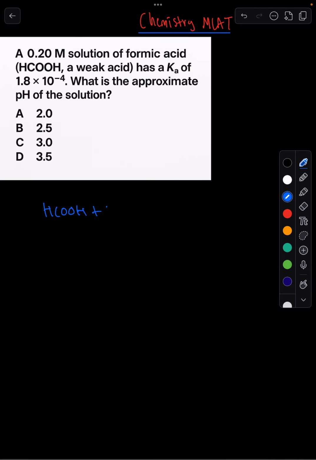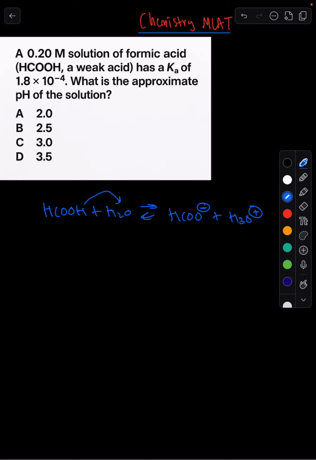HCOOH plus water, it's a weak acid, these are equilibrium arrows. It's going to donate a proton to water. Formic acid will now become formate, and water will now become hydronium. So now, at this stage, we have to set up our ice table.